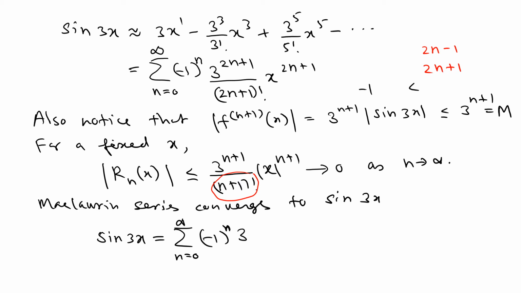So it is 3 to the 2n plus 1 over 2n plus 1 factorial, x to the 2n plus 1, and you can see it converges for all x. That's the interesting part, for all x, because if you have any x, this is going to work like that. So that's the interesting part.